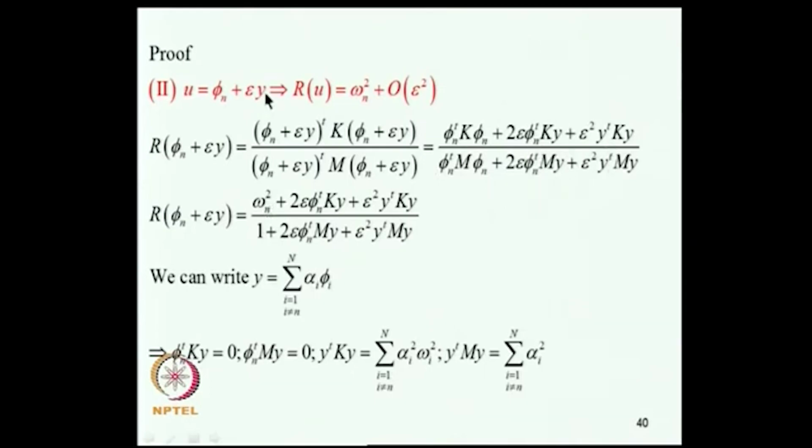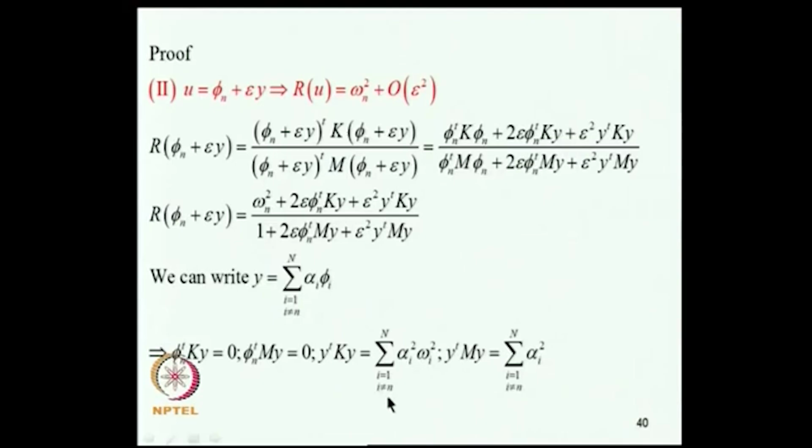Now, this y is the perturbation. I will take y to be in terms of all the modes except the nth mode, that is how we can write this. If you now substitute this, we can show that phi n transpose k y is 0, because we are excluding i equal to n, and phi n transpose m y is 0, and we get y transpose y as this, y transpose m y is here, and y transpose k y is here.